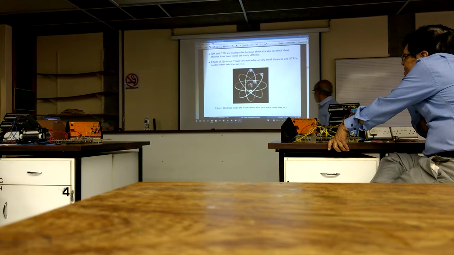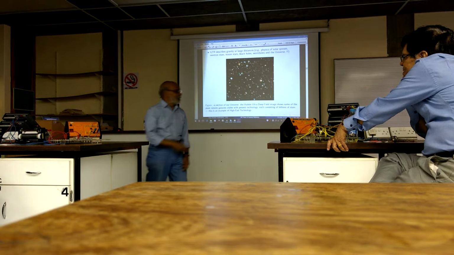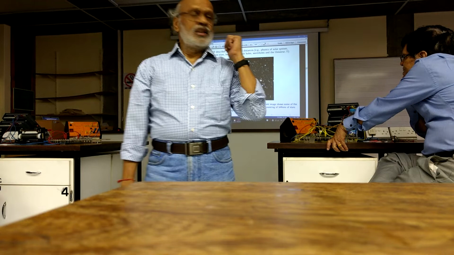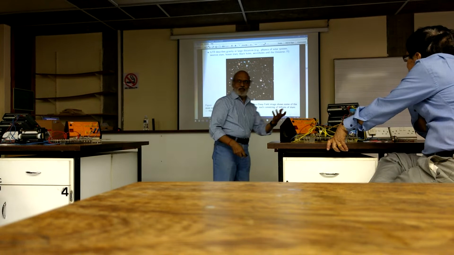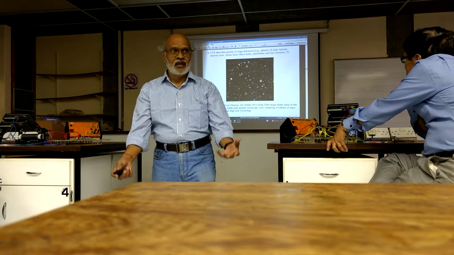Now, let's go to the general theory of relativity. So, this is a real photograph. This is not a computer simulation. This is a real photograph. This is a section of our universe, as seen by the Hubble Ultra Deep Field image, the Hubble telescope, all of you must have heard of. So this is a real photograph of a section of our universe.